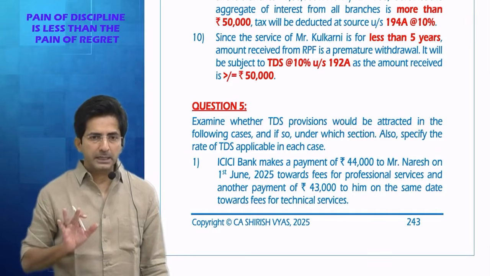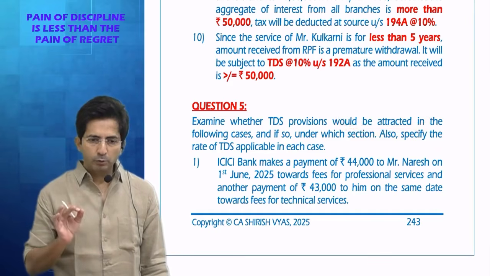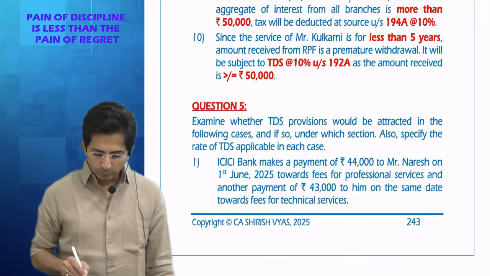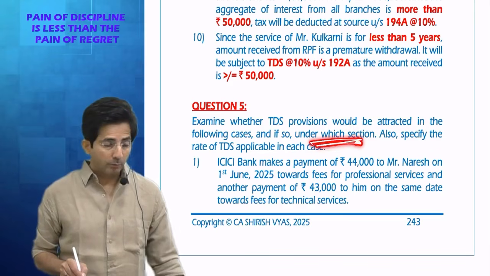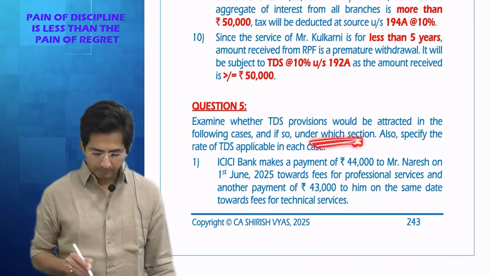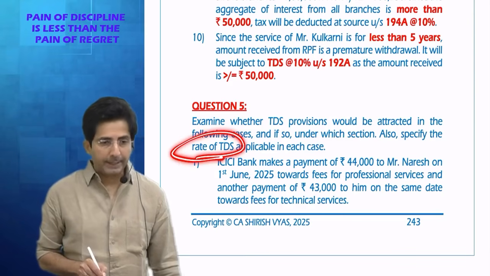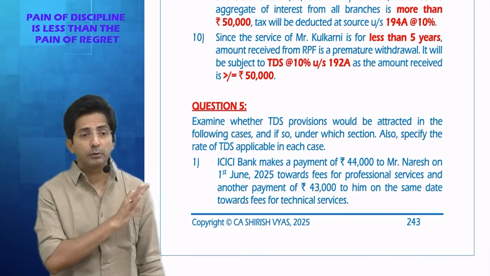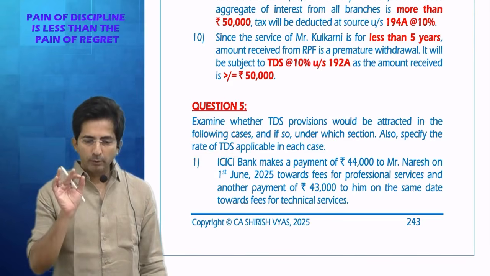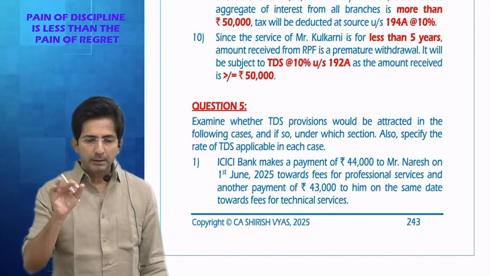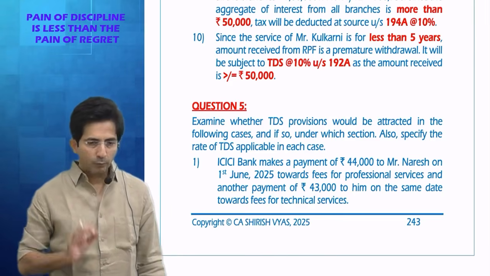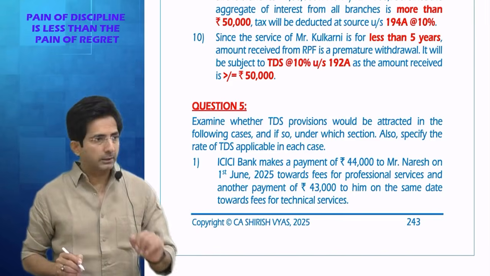But you don't have to just answer attracted or not attracted. You also have to give the reason with this section. And here they have specifically asked under which section, so you have to make sure that section is written. And also you have to specify the rate. See, I am noticing what is asked in the question properly. Because if you don't see what is asked in the question and answer in some different way, you will not get sufficient marks. If you want full marks, read what is asked in the question.